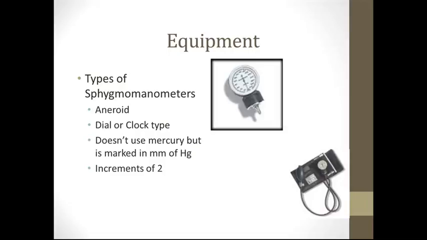Blood pressure is always recorded in increments of 2. So if you give me an odd number for a systolic or a diastolic, that will be incorrect, and you will have to redo your blood pressure test. So blood pressures are always 120, 122, 124. They are always even numbers.